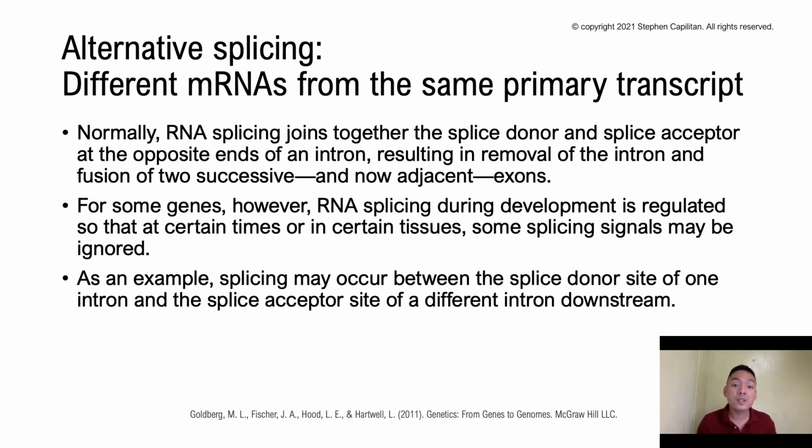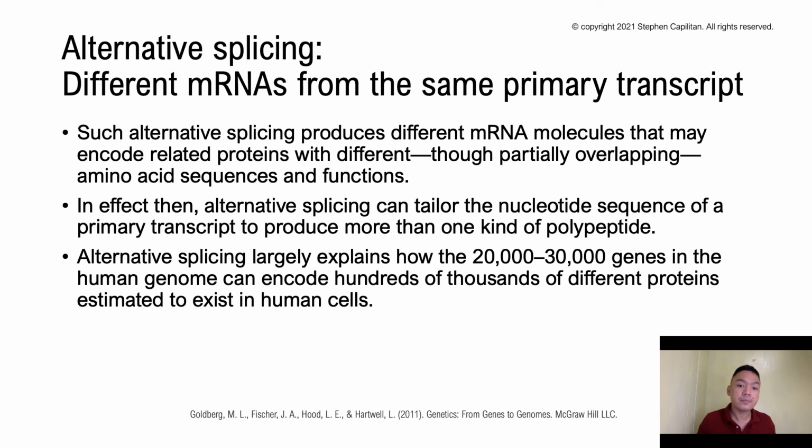But for some genes, RNA splicing during development is very regulated so that at certain times or in certain tissues, some splicing signals may be ignored. For example, splicing may occur between the splice donor site of one intron and the splice acceptor site of a different intron downstream. Such alternative splicing produces different mRNA molecules that may encode related proteins with different, though sometimes partially overlapping, amino acid sequences and functions. In effect, alternative splicing can tailor the nucleotide sequence of a primary transcript to produce more than one kind of polypeptide.